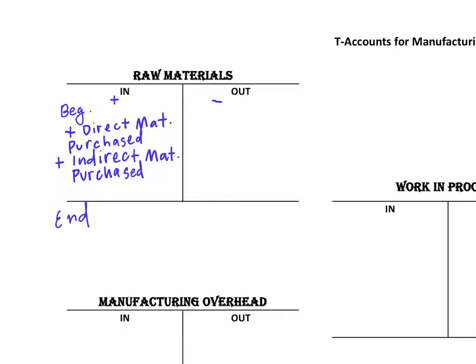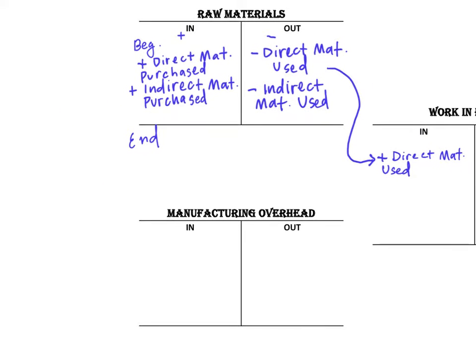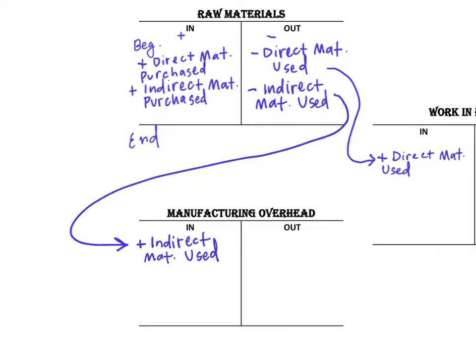We subtract from raw materials when we use materials. When we use direct materials, those amounts are transferred into work in process. And when we use indirect materials, those amounts are subtracted from raw materials and transferred into manufacturing overhead. Now we have completed the raw materials T account.